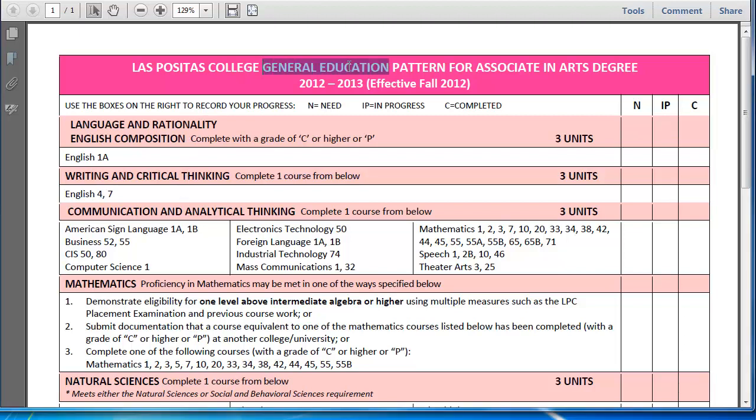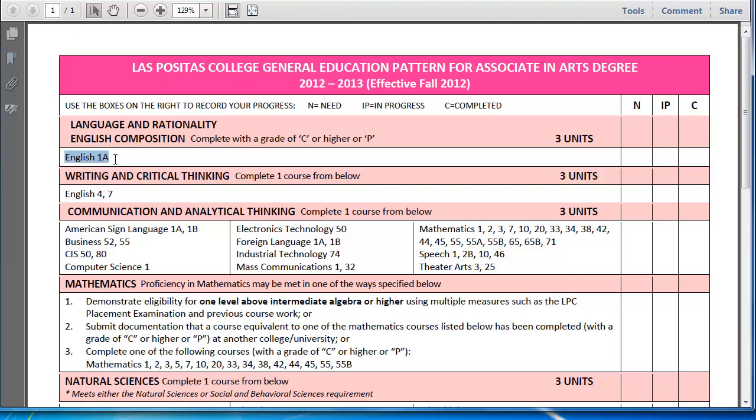This is the general education pattern for an AA degree here at Las Positas College. The flyer that I'm going to be using is for this academic year, 2012 to 2013. Please be aware that this flyer is always updated every year, so you want to use the most current edition, copies of which are available in the counseling office.